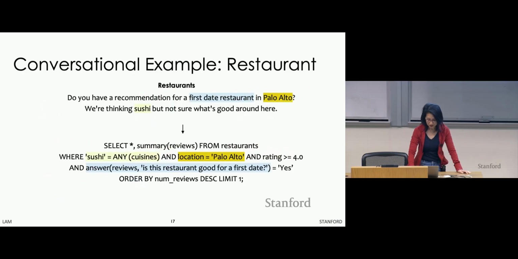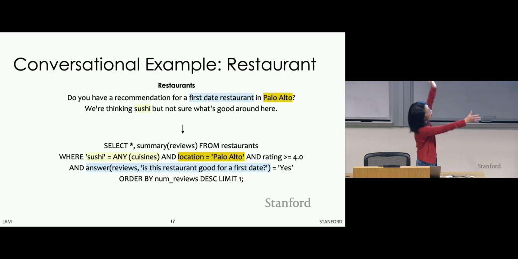Very good, thank you. So we have seen restaurants before. It is just another longer example. Do you have a recommendation for a first date restaurant in Palo Alto? We're thinking sushi, but not sure what's going around here. There are many pieces here, and it turns into this statement that talks about the cuisines, the location, and you can ask whether it is good for a first date. Okay, we just pull it out and see what happens, and so forth. Okay, so this is for restaurants.